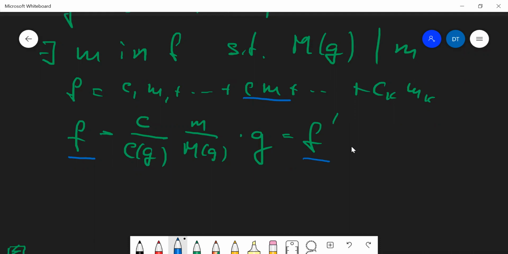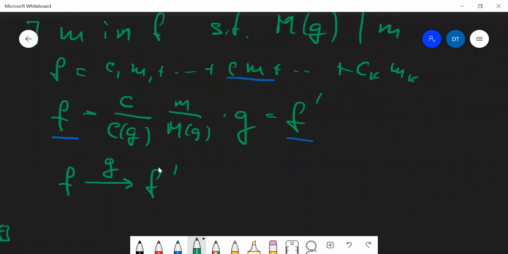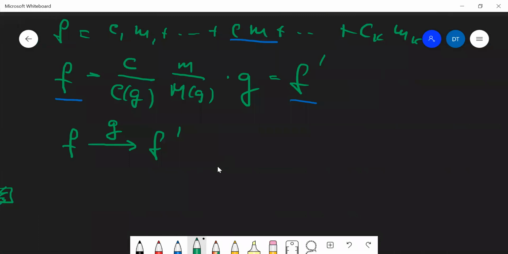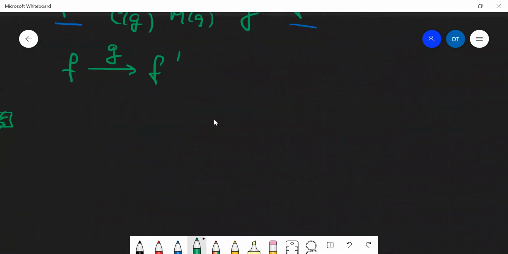I will demonstrate this on an example in a second, but I just want to introduce a notation. So in this case, we write this. This means that we get f prime from f reducing by g. So this is an elementary reduction of f by g, and the result is f prime. Or we reduce f with respect to g and get f prime. So let me show you an example of how it works.